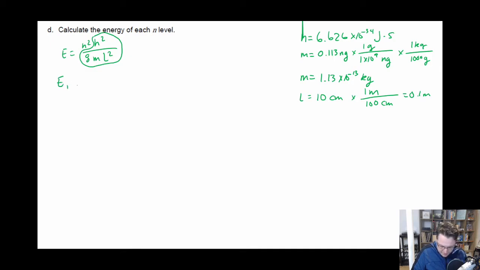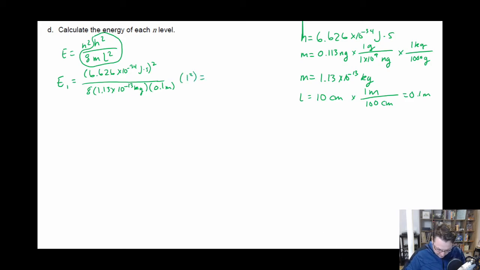So if we're looking at the energy value for when n is equal to 1, h squared is 6.626 times 10 to the negative 34 joule seconds squared, over 8 times the mass, which is 1.13 times 10 to the negative 13 kilograms, times the length, which is 0.1 meters in this instance. All of that gets multiplied by 1 squared. So the first part is 6.626 times 10 to the negative 34 squared divided by 8 times 1.13 times 10 to the negative 13 times 0.1. This comes out to 4.86 times 10 to the negative 54.